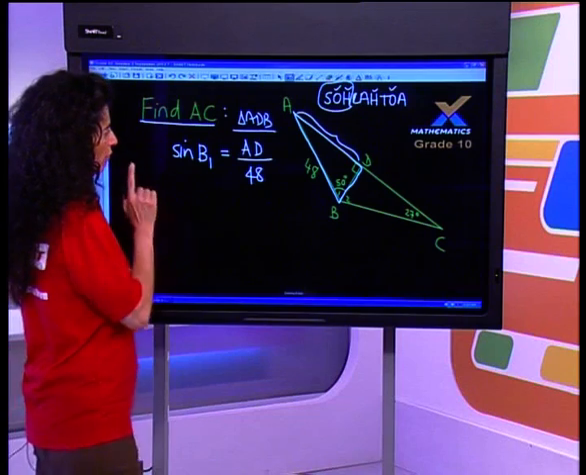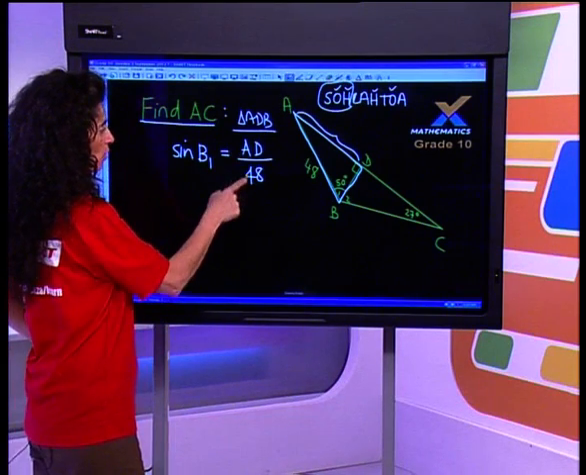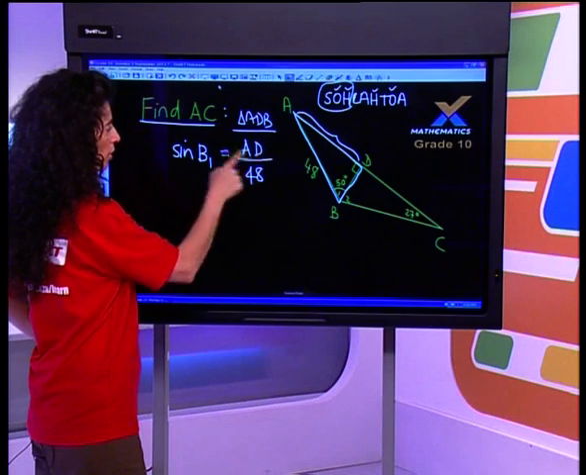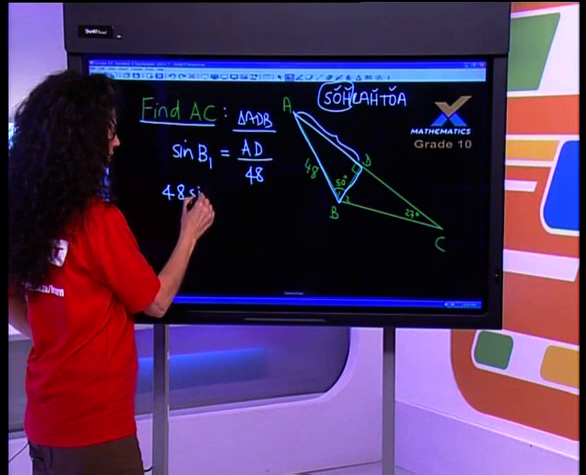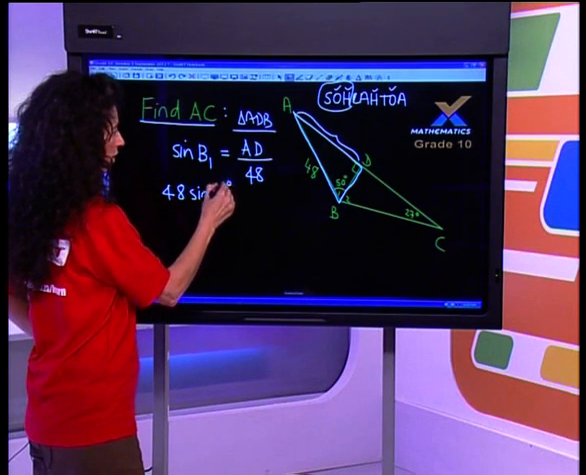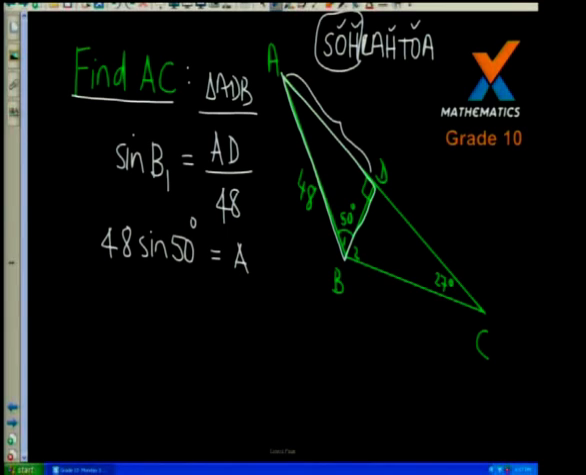Okay, so from here, how would you solve for AD? Well, we've got this denominator that we're going to multiply on both sides, so we're going to get 48 times the sine of 50 degrees is equal to AD.